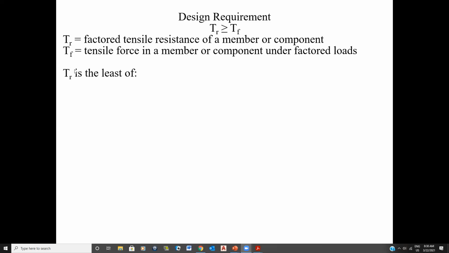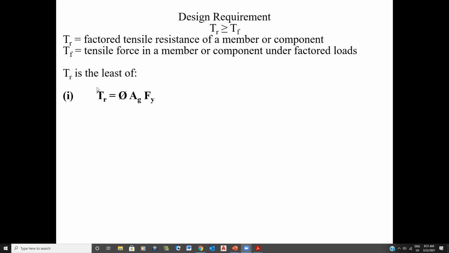Now, TR is the least of. So depending on the situation, there are three ways of calculating TR. So don't panic. We'll go through them, and we're going to be repeating this again, not next week, but on April 1st, because next week we're having the test.